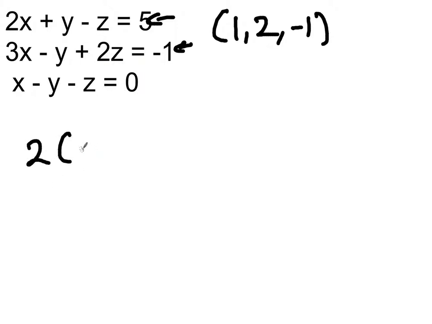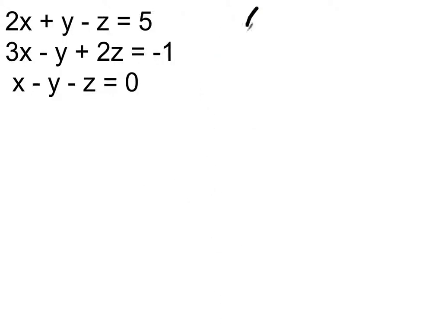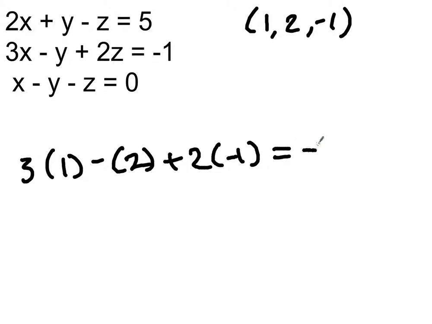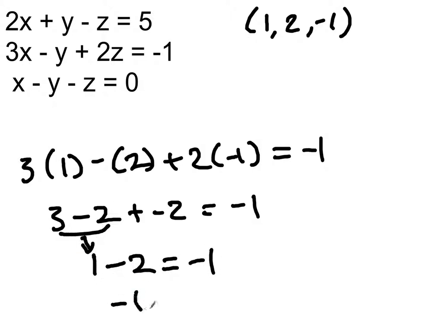2 times x plus y minus z should equal 5. That gives me 2 plus 1 equals 5. It works. Let's see if 1, 2, negative 1 is a solution to the second one. 3 times 1, minus y plus 2 times z should equal negative 1. So 3 minus 2 plus negative 2 should equal negative 1, which is the same thing as 1 minus 2 should equal negative 1. If I combine these, I get 1. And 1 minus 2 does equal negative 1. So this is our solution. It works.